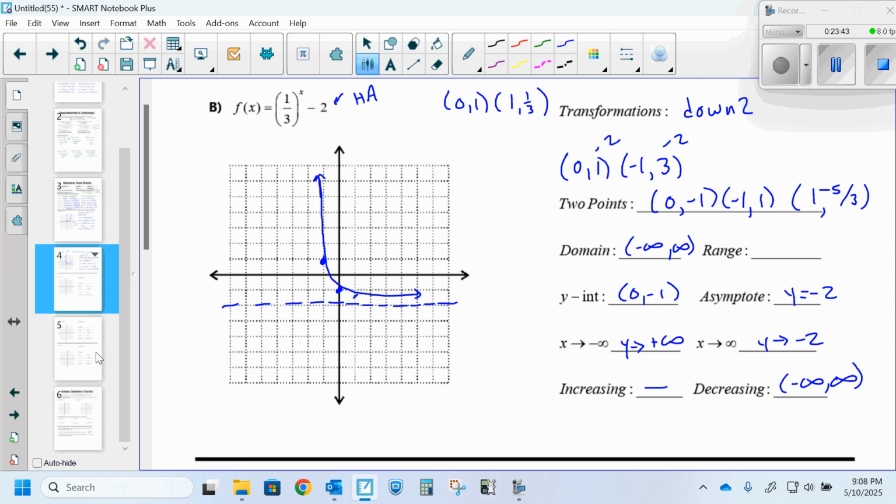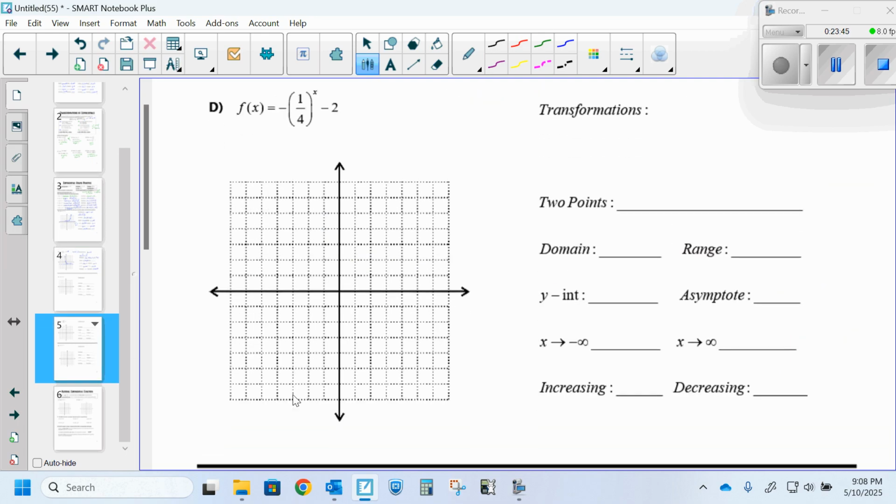Okay, let's do a couple more graphs. We're almost done. All right, so our base is 1/4, so we have another decay. So I'm going to try the points (0, 1) and (-1, 1/b). This has a vertical reflection and down 2.